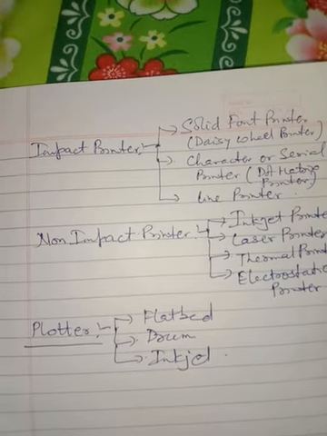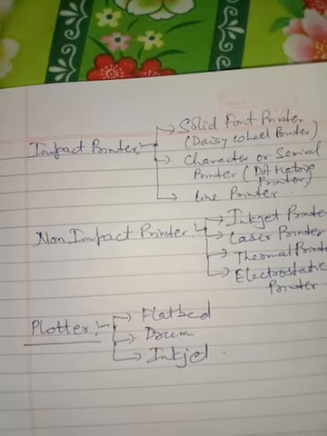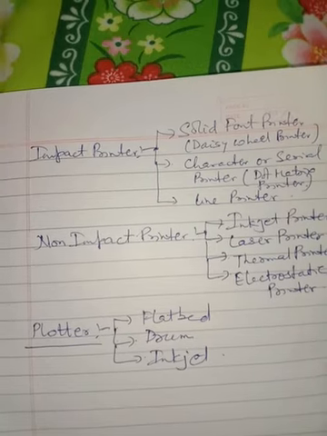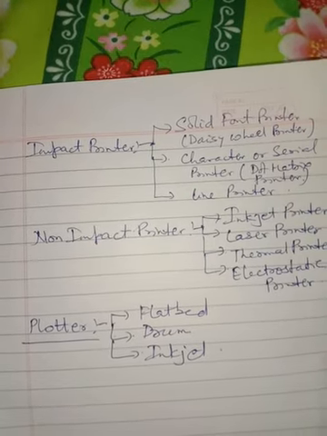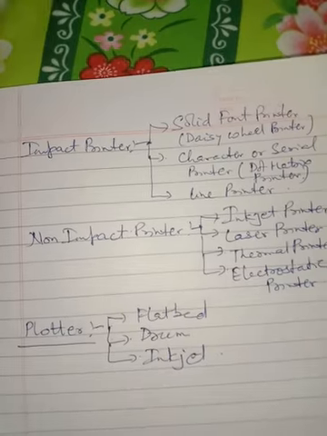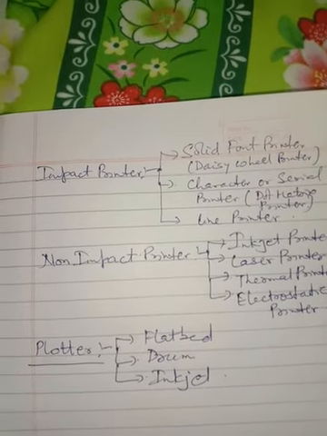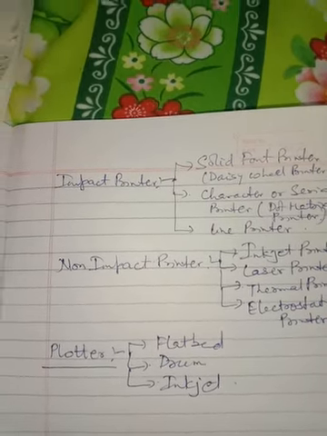It has a single arm and it can move across the drum horizontally. And the inkjet plotter generally uses inkjets in place of pens. So these are the three types of plotters that we have.